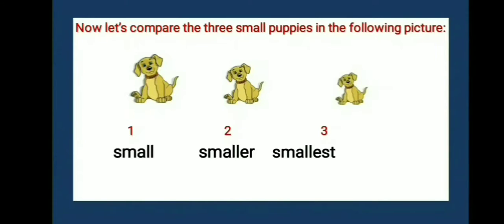Students, do you like puppies? Now let's compare the three small puppies in the following picture. The first puppy is small. The second puppy is smaller than the first. The third puppy is the smallest of the three. Here, the three adjectives, which are small, smaller, smallest, help us to make comparison.